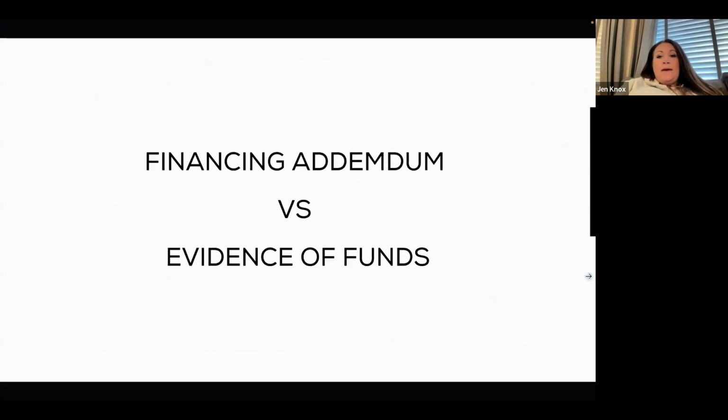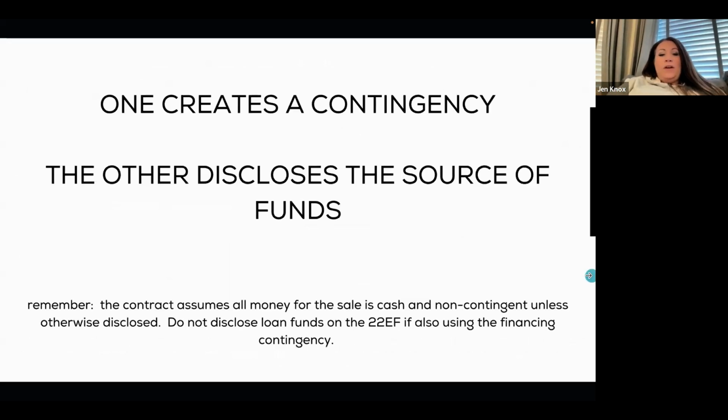So I wanted to talk about the use of the financing addendum versus the evidence of funds. One of these items is a disclosure, and the other one is a contingency protection. When we are talking about using the financing contingency, it creates a layer of protection for the buyer in the use of that contingency. Now, if we were to just use an evidence of funds, that's a disclosure of where the money is coming from for the purchase.